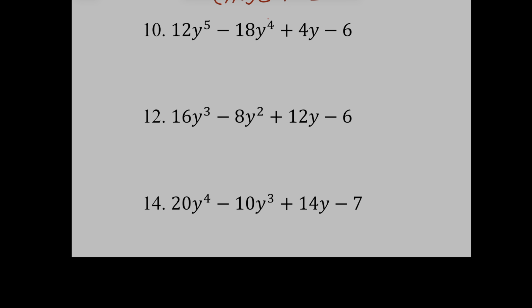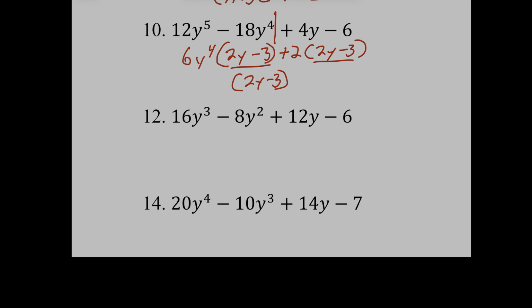Going on here to number 10 now. Okay, the 6 and the 12 and the 18, I can pull out a 6y to the 4th. I always pull out the smallest amount. And this is going to be left with a 2y minus 3. On the right, what can I pull out? A positive 2. I'm going to be left with a 2y minus 3. Hey, look, they're the same. 2y minus 3, and what's left over? 6y to the 4th plus 2.